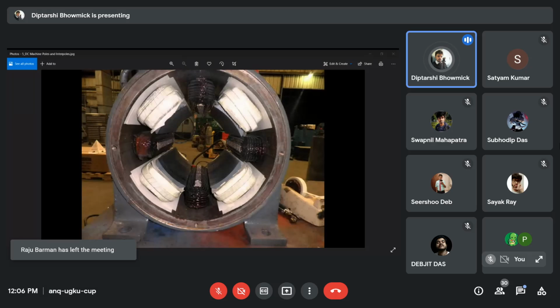Then there is the yoke, the material of the yoke. What is the yoke? The yoke is this one, here in this picture. This outer part, the frame basically, is the yoke. This is not the yoke, this is the core. This is the pole, these are the interpoles, this is the core. But outside the core, what is there is known as the yoke.